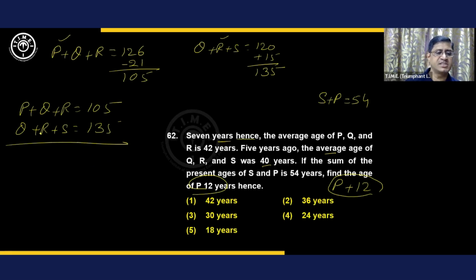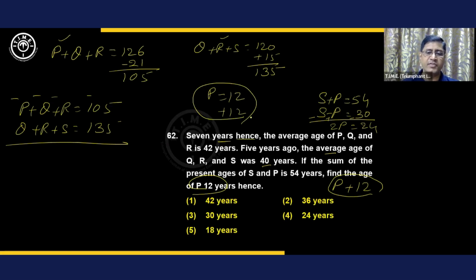Okay, now just subtraction. Just by subtracting this, what is the result? Q as well as R gets cancelled. So S minus P is equal to 30. S minus P is equal to 30. S plus P is equal to 54. By subtracting this, now what is the result? When you subtract, 2P is equal to 24. So 2P is equal to 24 means P is equal to 12. When P is equal to 12, after 12 years it will be 24. Right choice is option number 4.